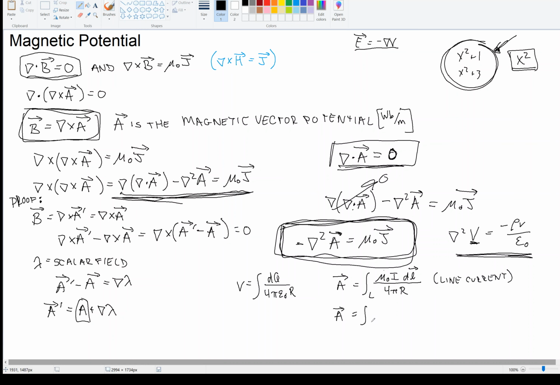or if we have a surface current, where we were using the variable K to represent that surface current, over 4 pi r for surface current. And if we have a volume current, so in general we would probably have a volume, we say we have just a volume, and so that would be mu 0 J dV over 4 pi r for volume.